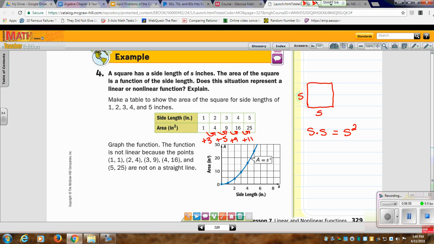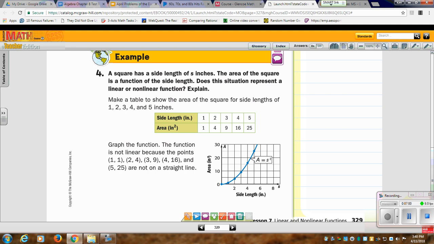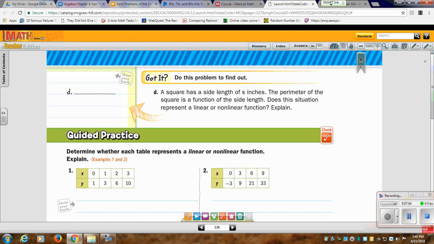So we're going to turn the page now, and we're going to go to the top of page 330. Or I'm going to turn the page. Maybe I'm not sure if it's you turning the page. We're going to go to the top of 330, and we're going to do the got it problem. This time it says a square has a side length of s inches. Oh, it's the same square. We have the same square, and we have s inches.